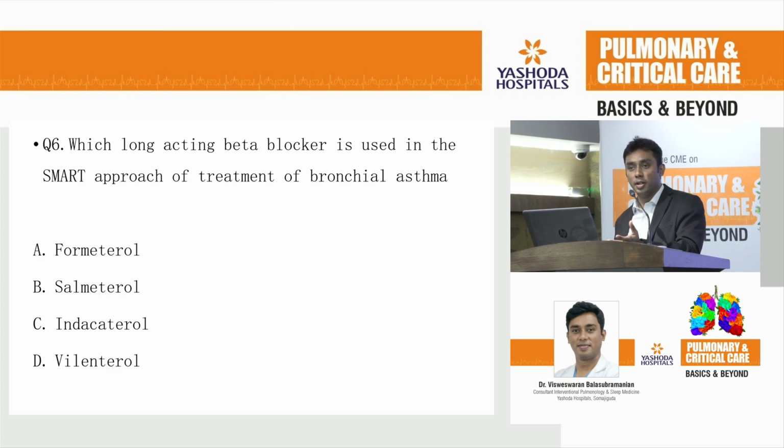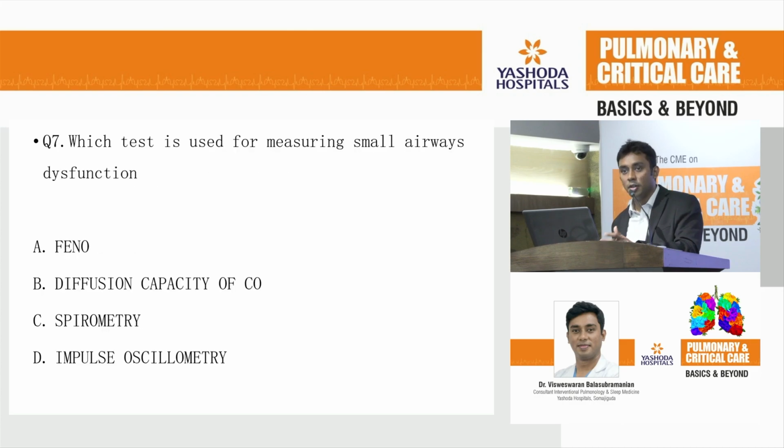So what is this SMART? We had a discussion in the morning. Which one will you choose? Why? It's both rapid acting and long acting. Okay, that is why you choose formoterol. Whereas your salmeterol is long acting, it is not fast acting. Okay. Next one.